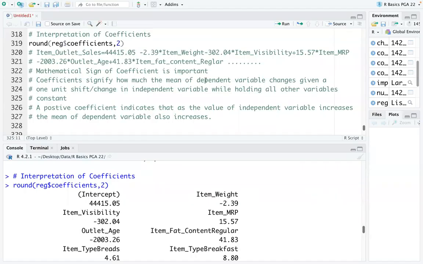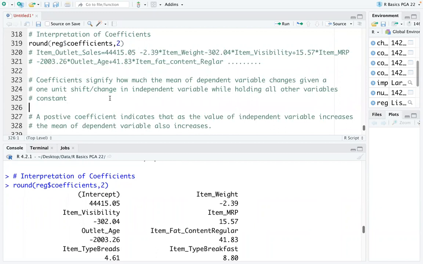See, the interpretation of coefficients. So how much the mean of dependent variable changes given a 1 unit shift or change in independent variable while holding all other variables constant. That is the interpretation of coefficient.